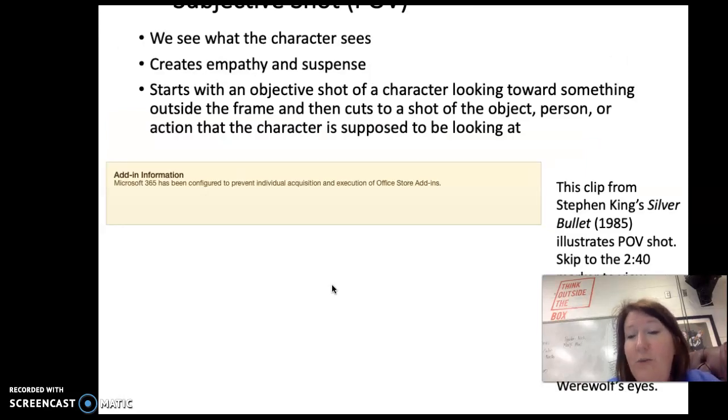Subjective shot, this is where you see what the character is seeing. POV shots are really cool because, again, you are in the character's body. You're getting to see what they see for the very first time.